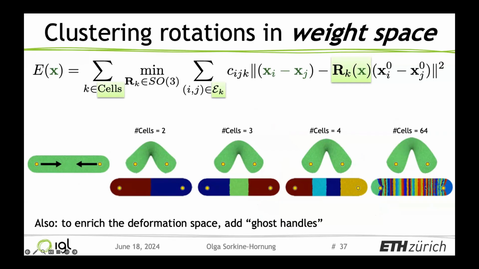And in addition, to enrich the skinning subspace, we also add some ghost handles. These are basically some random points that we sprinkle on the shape that are not controlled by the user, but they're there to generate a little bit richer deformation space and then enable more rotation or bending happening.